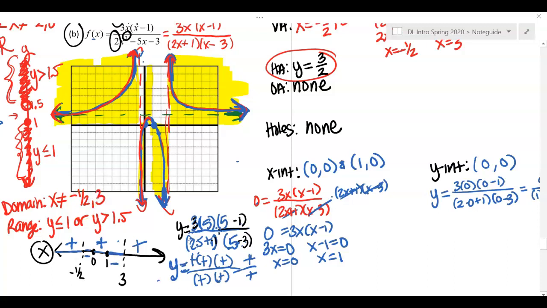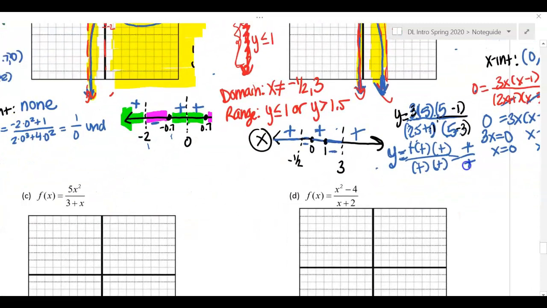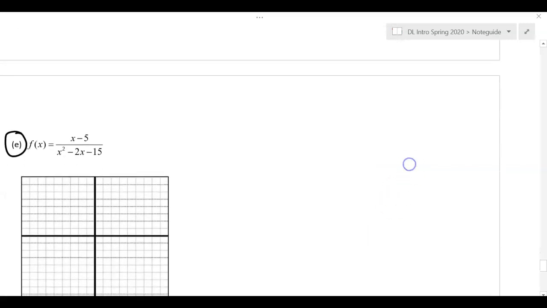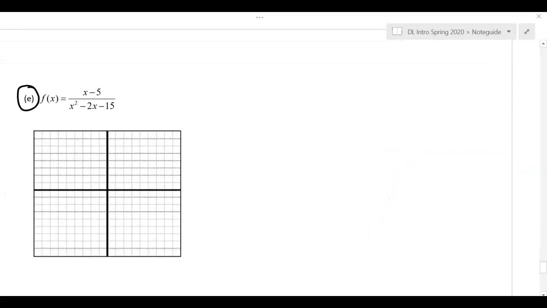So let's look at one more of these. Remember, we're skipping C and D because those will have oblique asymptotes. And we're going to go down here to part E. And the first thing that we're going to do is rewrite it in its most factored form. If you need help with factoring, message me and we can go back through some of that stuff.